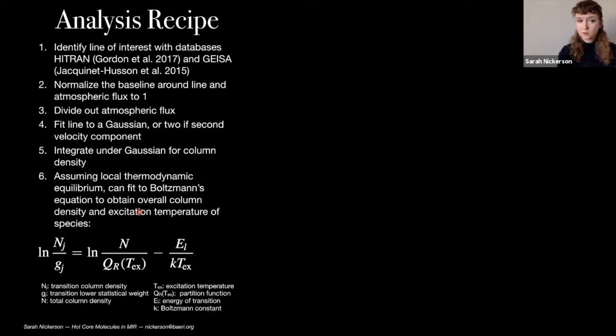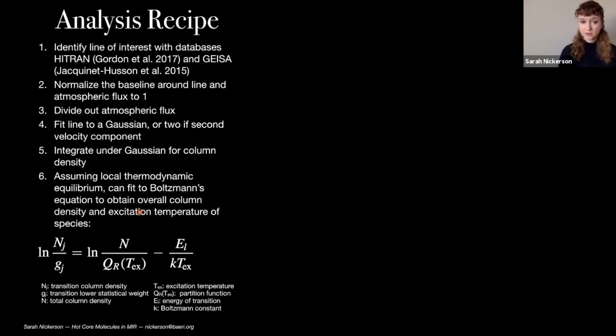And then from there, we normalize both the baseline around the line of interest and the atmosphere. We normalize them both to 1, and then we divide out the atmosphere. And this step is of varying importance depending on which molecule we're looking at. For example, acetylene and HCN are in regions with a lot of atmospheric interference. And so a lot of the lines are next to atmosphere or almost on top of atmosphere. On the other hand, HNC is in a very clean region. So there's pretty much no atmospheric interference.